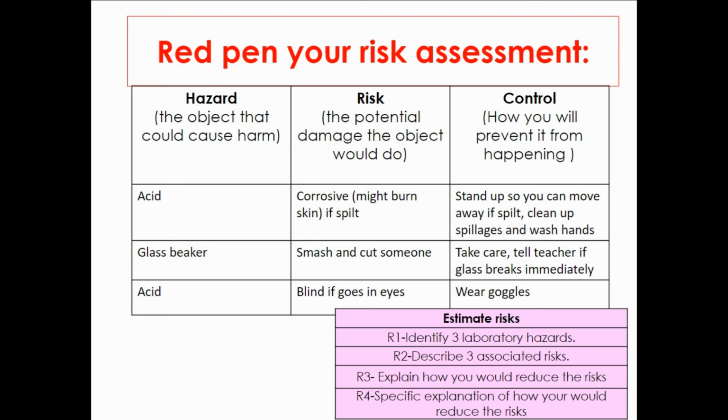This is about estimating risks. If you've identified 3 laboratory hazards, then you've got R1. To get R2, you need to have described the associated risks, so what could happen. To get R3, you need to explain how you would reduce the risks, so something to stop this from happening. R4, a specific explanation of how you would reduce the risks, each risk.